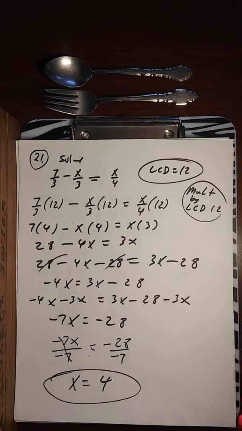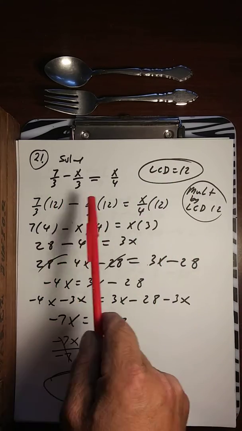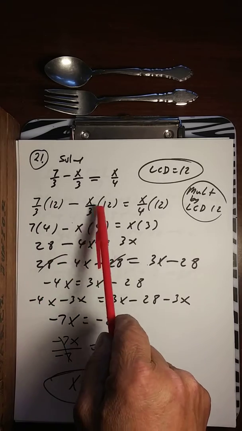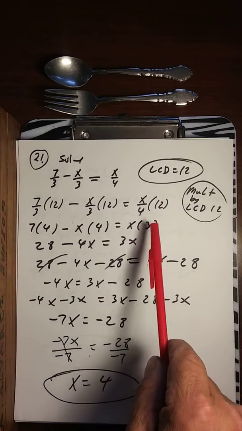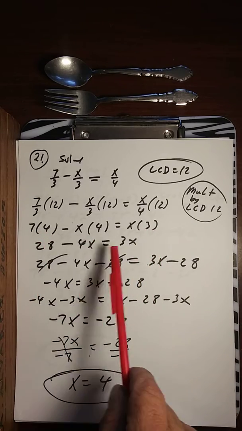This one. Another. The LCD of 3, 4 and 3 is going to be 12. Multiply everything by 12, 12, 12, and divide. Does 3 divide 12? Yes, 4. Does 3 divide 12? 4. Does 4 divide 12? Yes, 3. So this is going to be 28 minus 4x equals 3x.